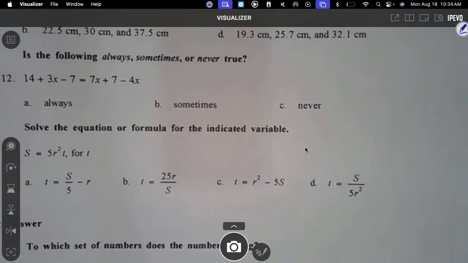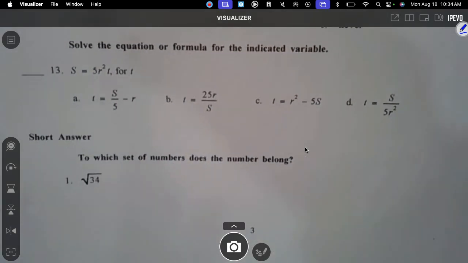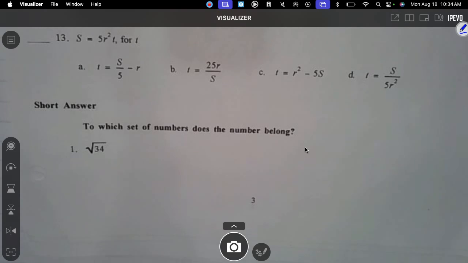Okay, next one is number 13. Is number 13 on there? Yes, it is. It's the same exact problem. Y'all, this is the 3rd time I changed the number. It could be 4. It could be 7. Okay, look, if I write it out, let me write it.